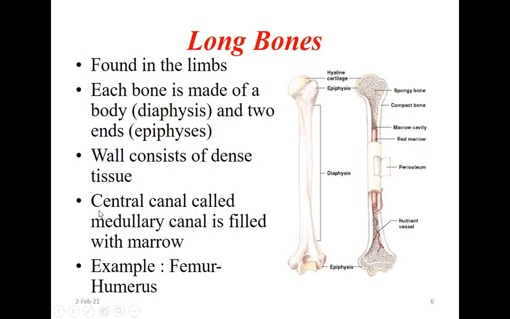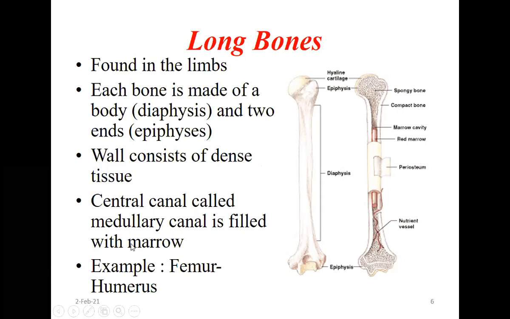The central canal, medullary canal, is filled with marrow. If you see at the center, there is a space, filled with this red marrow. So this is the site where the blood cells are produced. So this is the red marrow which is present within the medullary canal. This canal, the space inside, that is called as the medullary canal, filled with marrow.